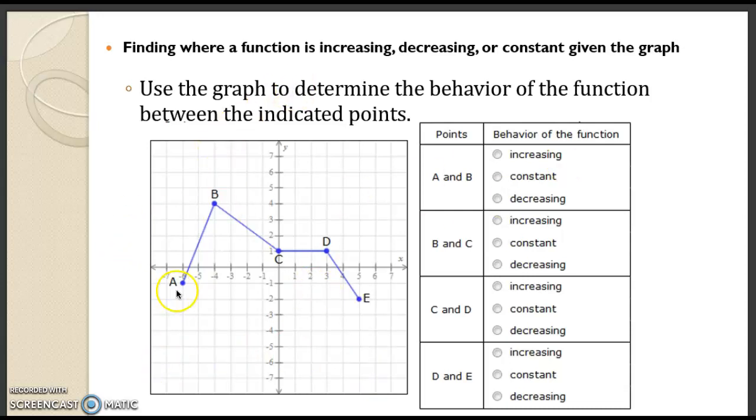So between A and B, left to right, we are increasing, right? So for this one, right there, increasing. From B to C, we're going down. It's like a downhill. So decreasing. C and D, there's our horizontal line, constant. And D and E, what are we doing? Well, we're decreasing again. Okay?